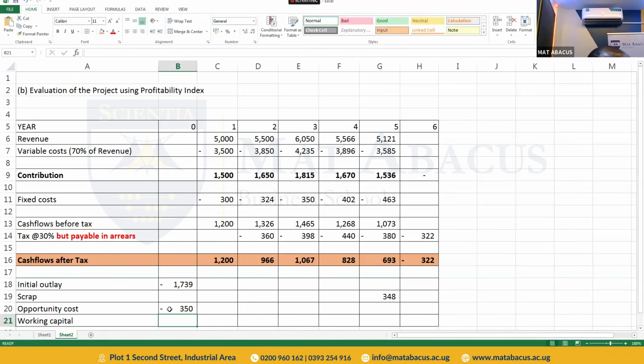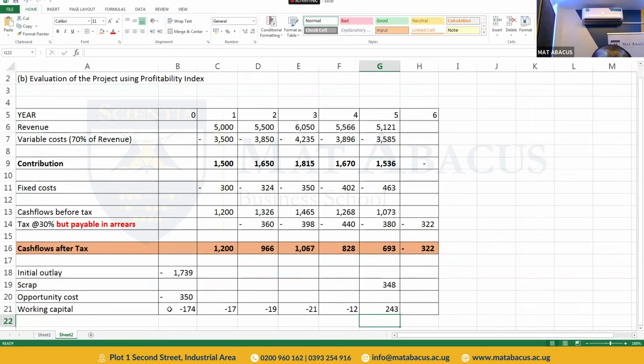Our working capital, we had negative 174, but it went on increasing. So I'm picking the figures from the workings. And finally, we recouped in the final year, which is year 5, not year 6.